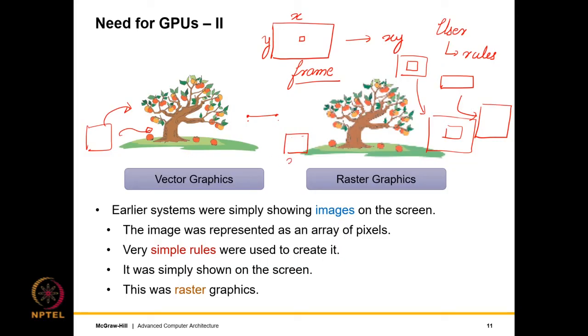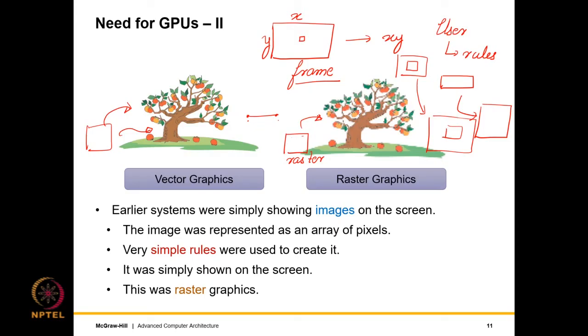As opposed to vector, this is called a rasterized image. So the rasterized image, when I actually made it bigger, you can see the blurriness in this image. So this is called raster graphics.